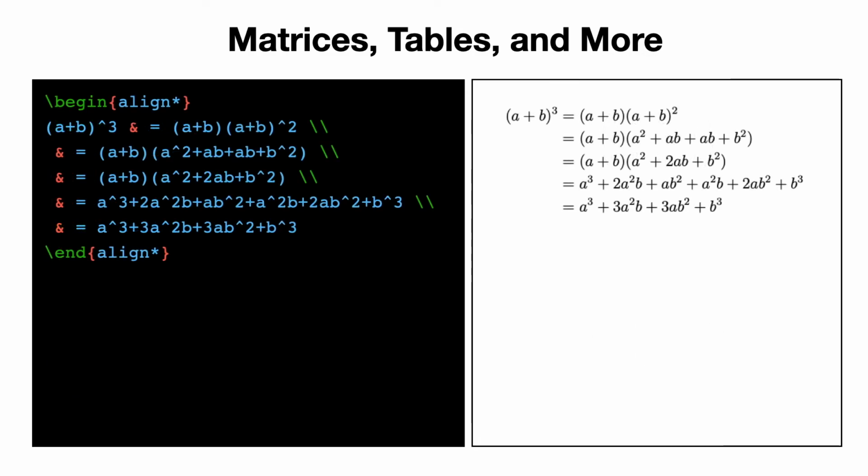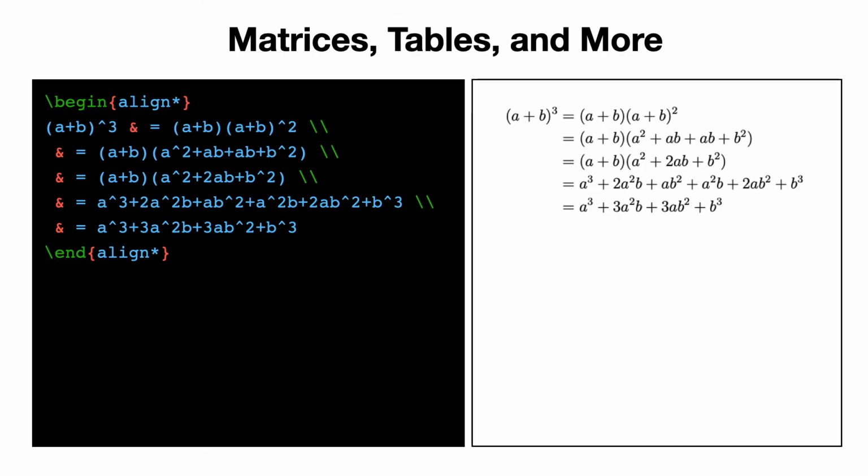Another place where this will show up is if you want to align your equations so that all of the equal signs appear one right above the other. We can see on the right-hand side what this code is generating. In this case, we use the align star environment.